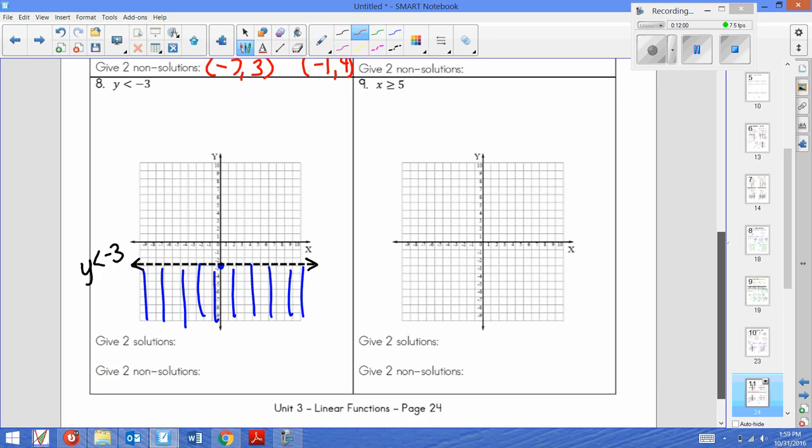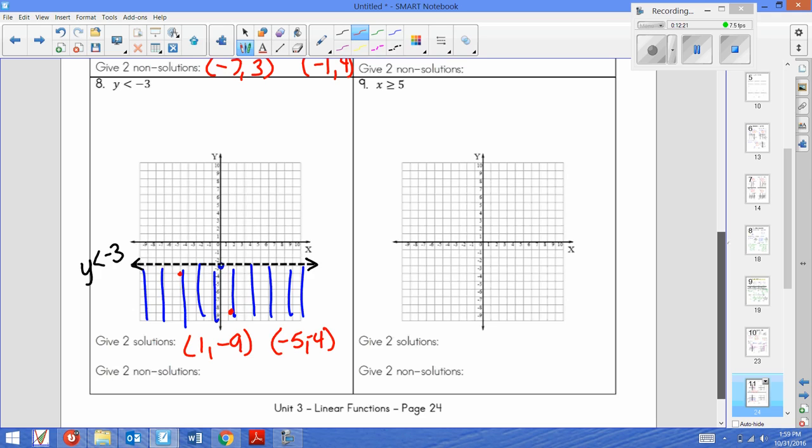2 solutions, let's pick, oh, I don't know, 1, -9. That's a solution. How about -5, -4? That's another solution. Okay, non-solutions would be any points not on the graph.